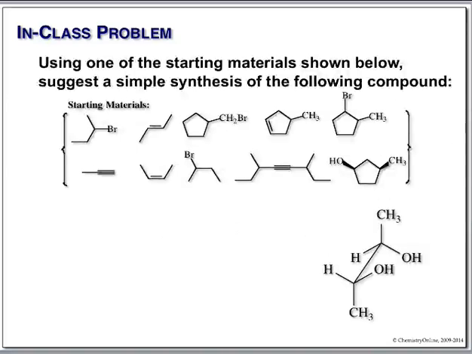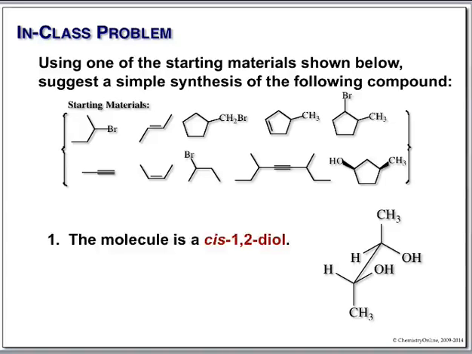So let's do it. This is a 1,2 diol, isn't it? And they are on the same side of the molecule. It's a cis 1,2 diol. Now, how do we know to make cis 1,2 diols? Alkaline permanganate, right? It's the only way we know. We could use osmium tetroxide too, the same reaction. Okay, so we're looking for an alkene.